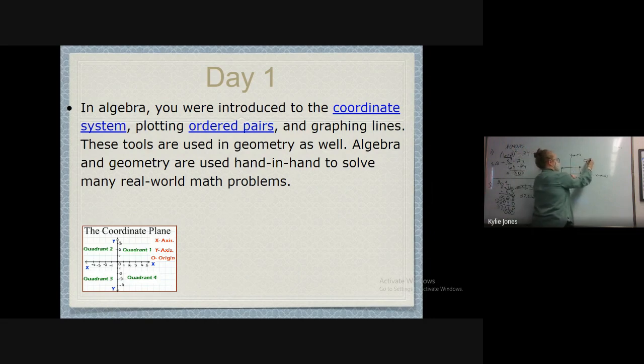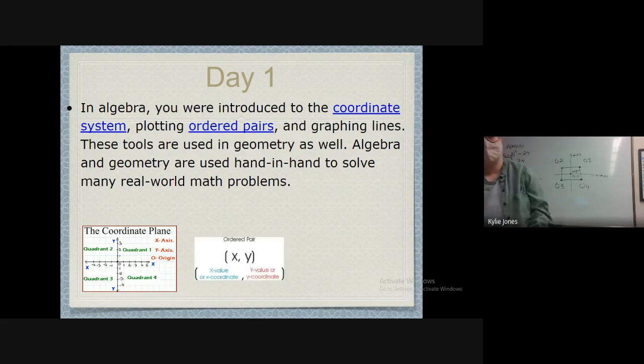Quadrant 1. Where's quadrant 2? To the left. Good. Where's quadrant 3? Down. And where's quadrant 4? On the right. And last question, where's the origin? In the middle, 0, 0. Good. This is your origin, which is also known as 0, 0. Good. Okay. Good review. Awesome.